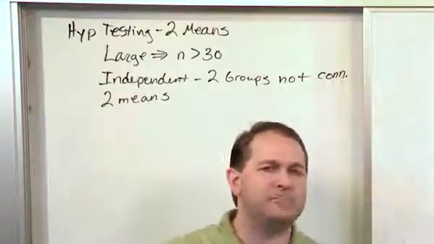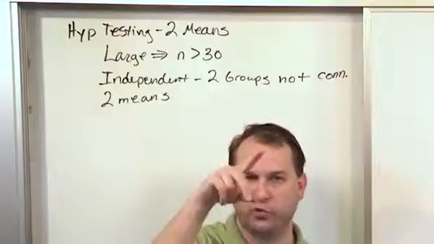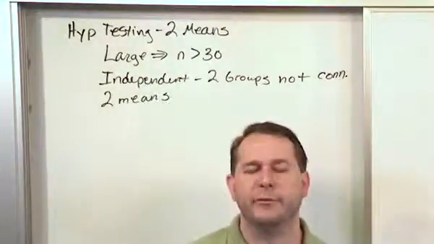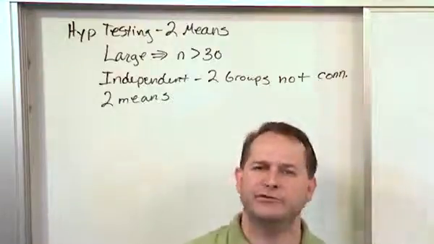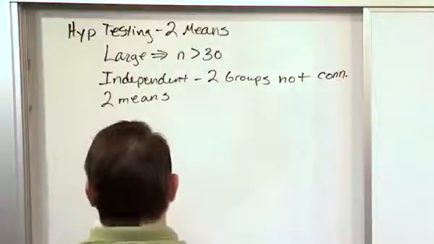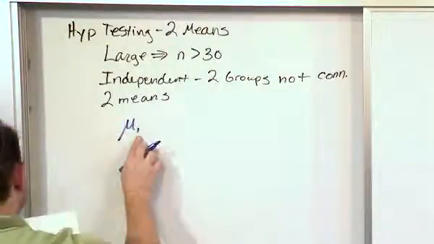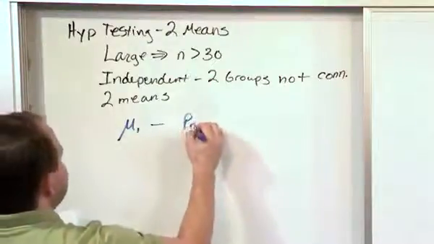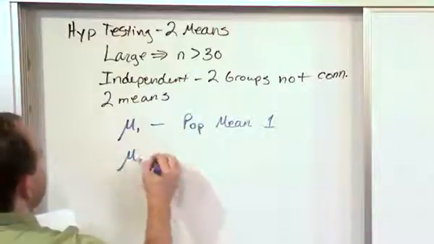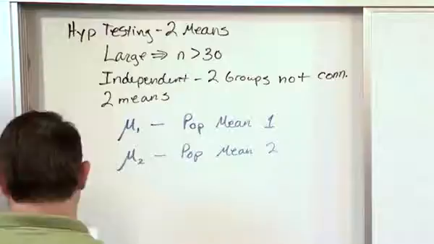And because you have two means, remember the symbol for a population mean is mu, that squiggly looking u thing, right? But because we have two means in all of these problems, we have to keep it straight which population we're talking about. So the way we do that is we have mean number 1, so we put a sub 1, and this is the population mean 1. And we also have mean number 2. This is the population mean 2.